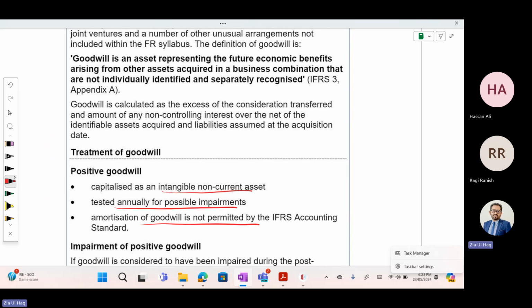Ten years back, goodwill was allowed for amortization. But through that, companies were committing fraud with estimates based on management. So the standard made it clear: no amortization will be allowed on goodwill. Goodwill will only have an impairment test.